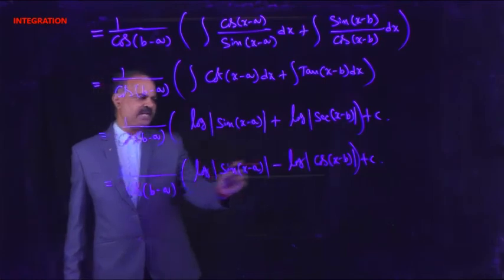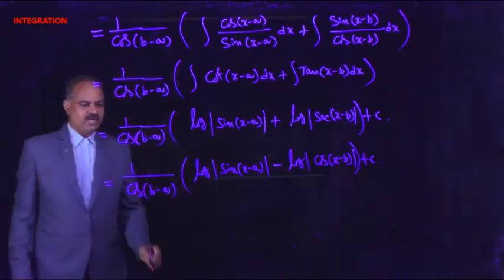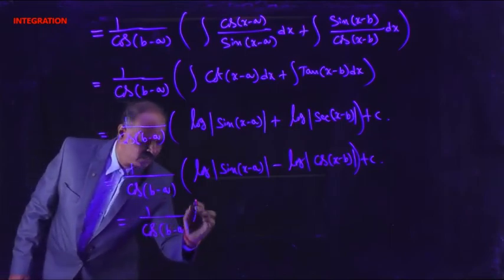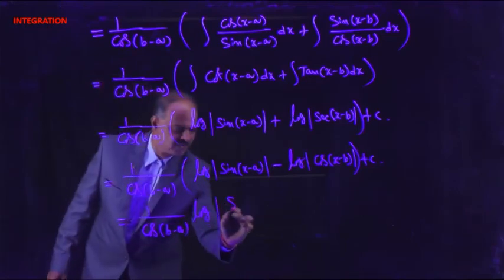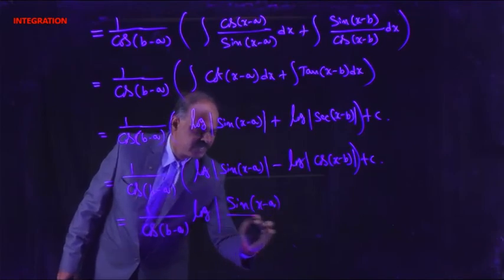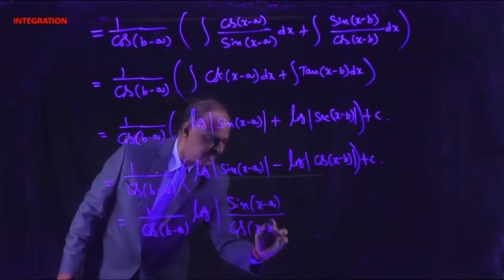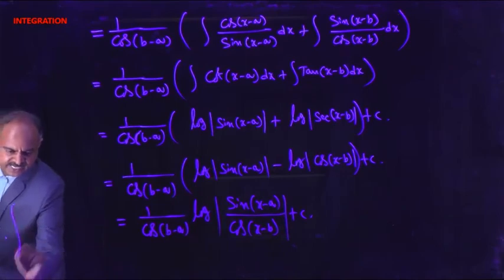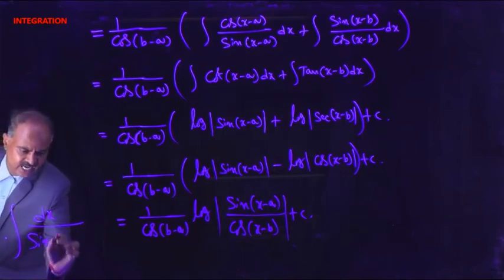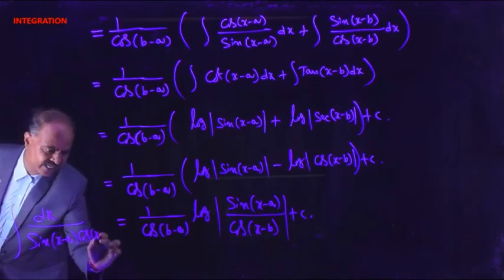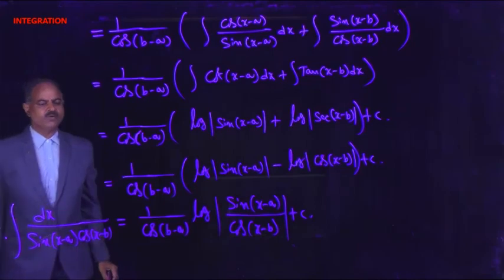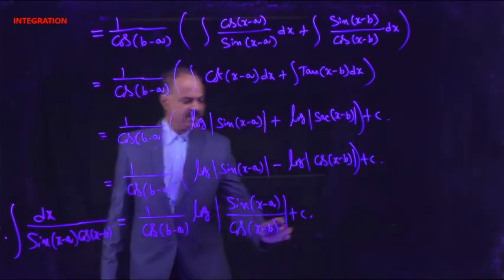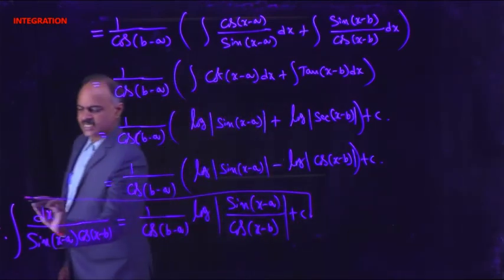Now this is of the form log A minus log B, write log A by B. Now this equals 1 by cos of (B minus A) into log modulus of sin (x minus A) by cos (x minus B) plus integration constant C. Therefore integral dx by sin (x minus A) into cos (x minus B) equals 1 by cos (B minus A) into log modulus of sin (x minus A) by cos (x minus B) plus integration constant C.